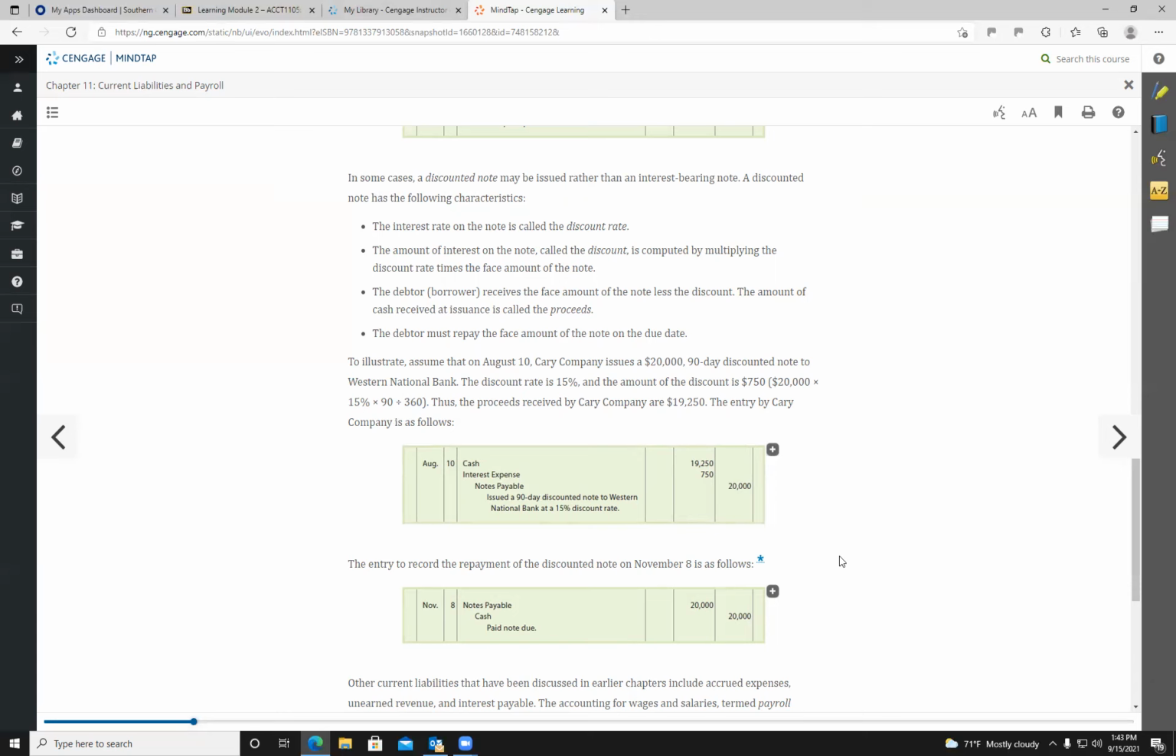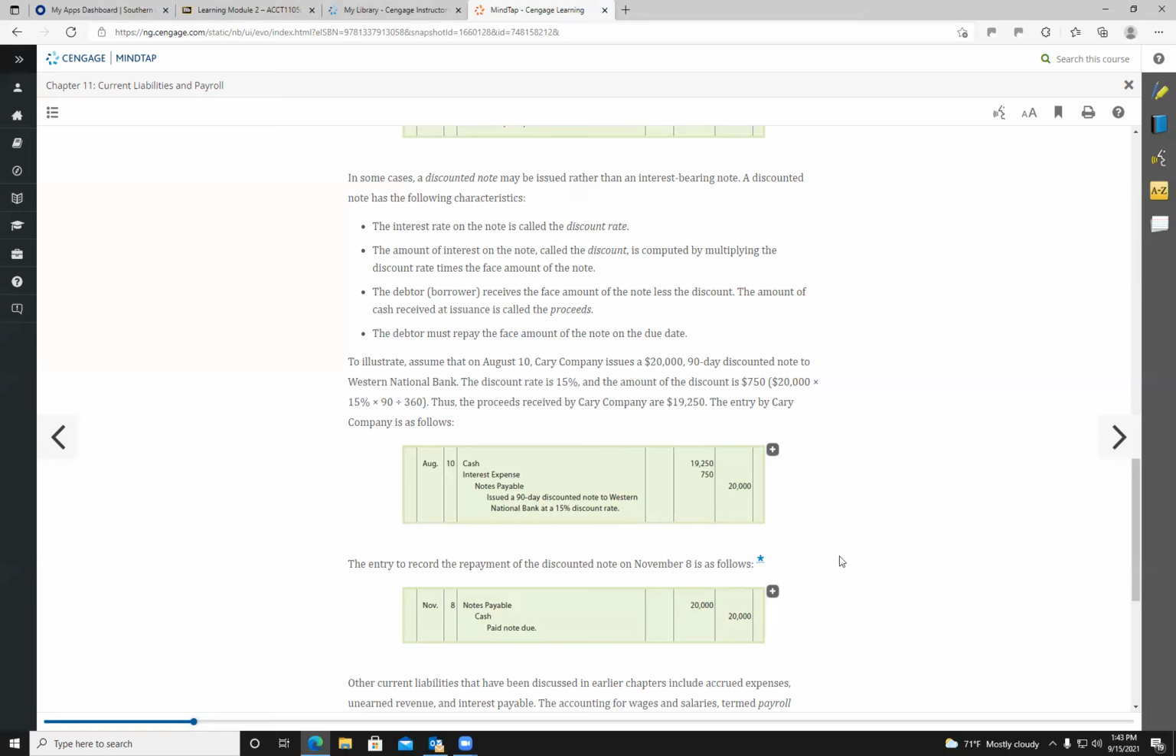So instead of receiving the total $20,000 upfront, because you're getting a discounted note, Carrie Company is taking that interest they would have had to pay if it was a regular loan at the back end, and they're paying it up at the front, and they call it a discount. Okay, because it's a discounted note. So they go ahead and take that discount rate out before the cash is distributed to the borrower.